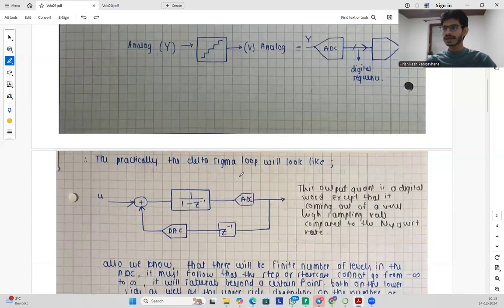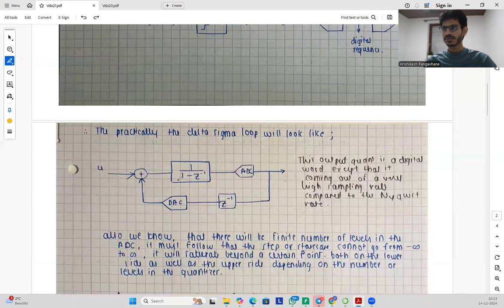So practically, in the delta sigma loop we are working in a loop. So we have a negative feedback loop. Practically, the delta sigma loop will look somewhat like this, where we have delta, we have summation, integration, I mean, we have sigma. So we have the ADC, we have the discretized output, but in the feedback, we have a delay and we also have a DAC. So the output of the quantizer is a digital word, except that it is coming out at a very high sampling rate compared to the Nyquist rate.